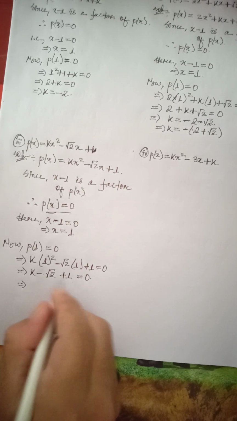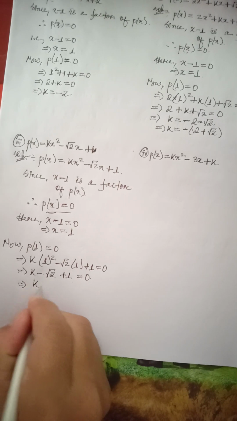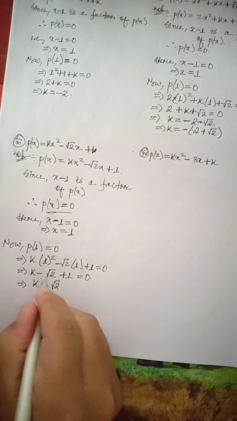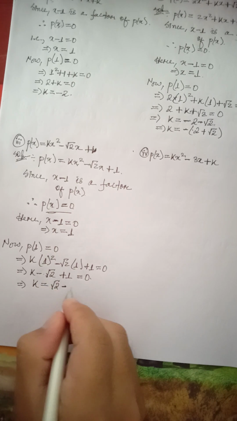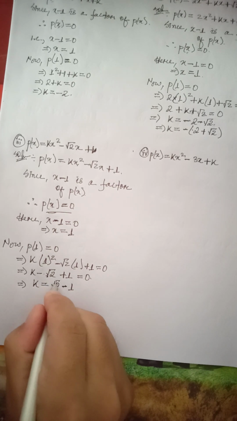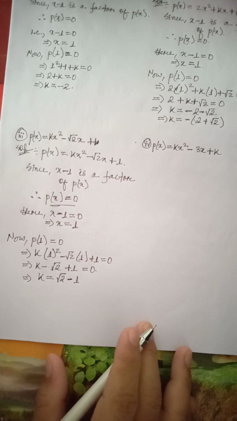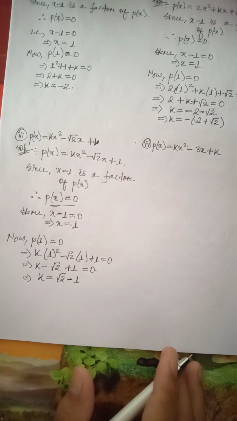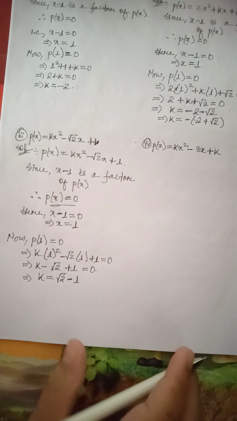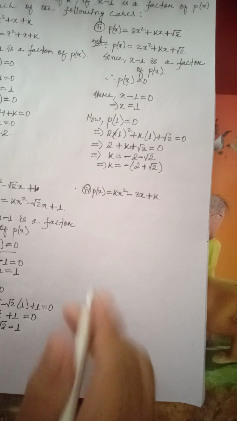Now if you move this 1 to the other side, then it will become k equals root 2 minus 1, the root 2 will become plus, and this plus 1 will become minus. So this is the required value of k that we found from Roman number 3. Clear?